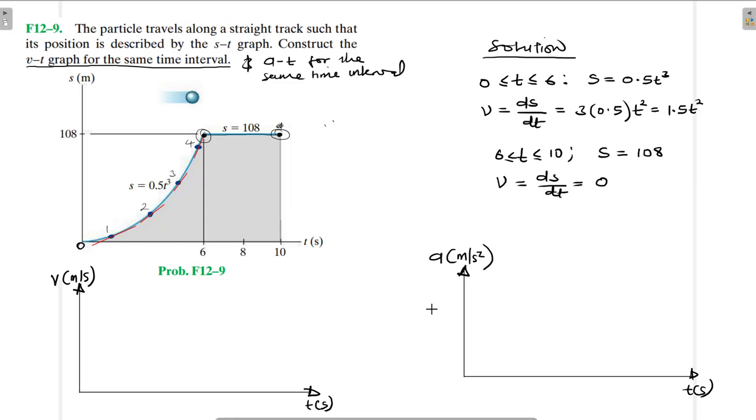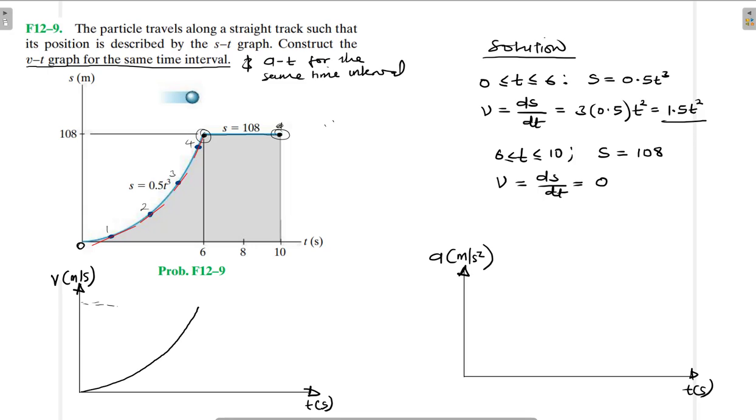So the velocity is being governed by which function? I mean the velocity in the time interval 0 to 6 is being governed by this quadratic, 1.5 t squared. So it's going to be quadratic, something like this. Sorry, it opens up. Okay, I may not have drawn it well, but it is something like that. All right, something like this.